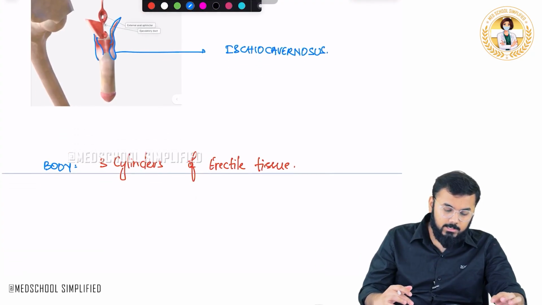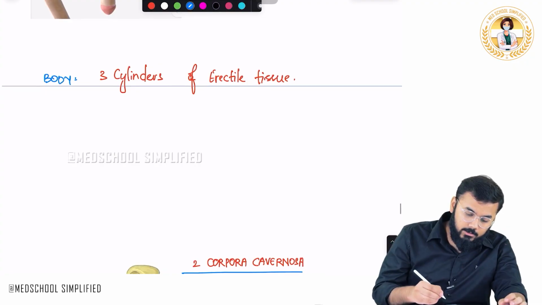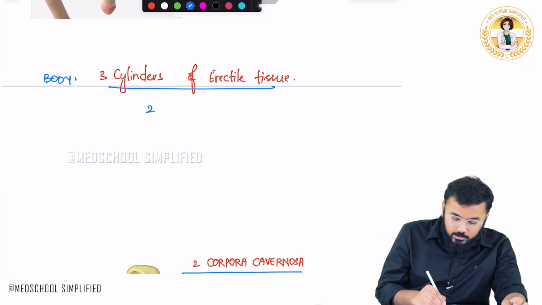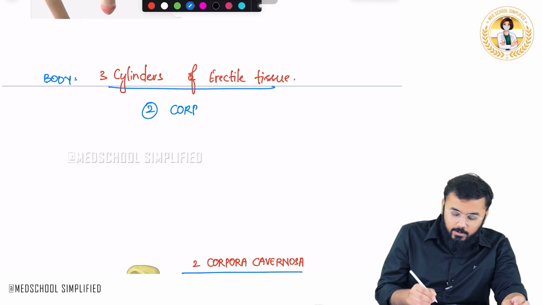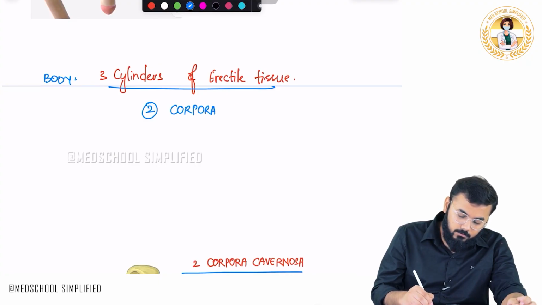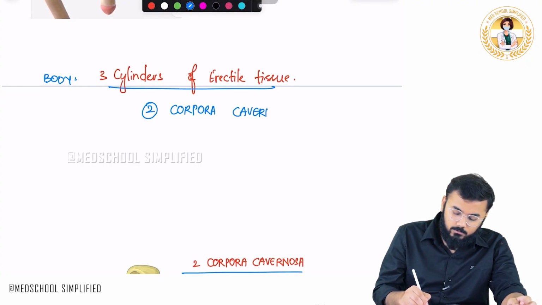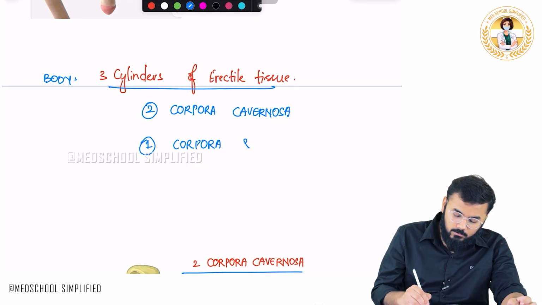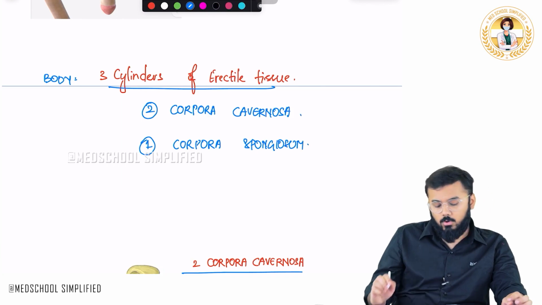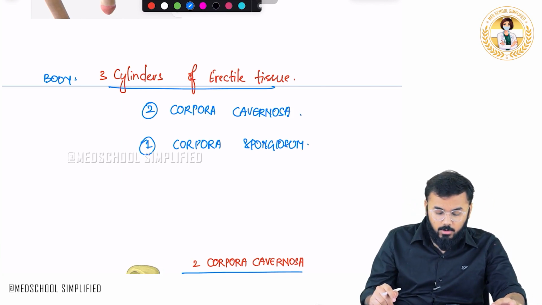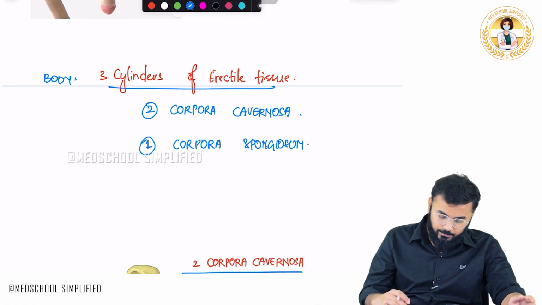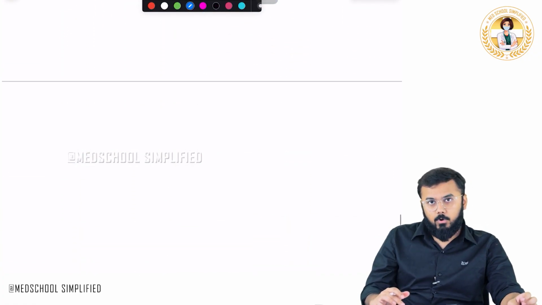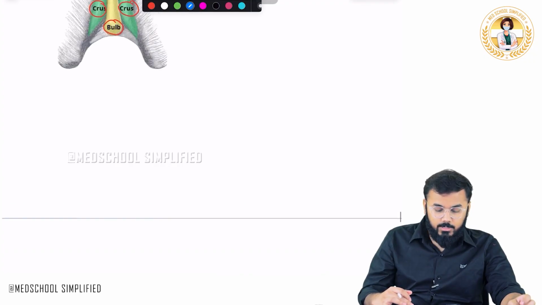So there are three cylinders I told you. What are those three important cylinders? Out of these three cylinders, two are called corpora cavernosa, and one is called corpus spongiosum. Right, now after this, what is the next important thing which you need to know?